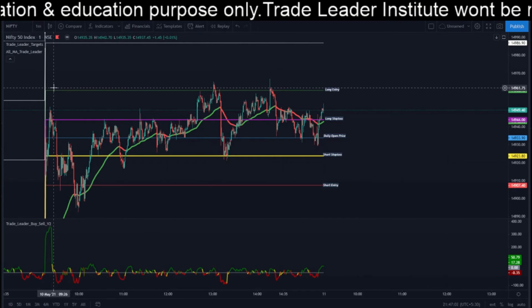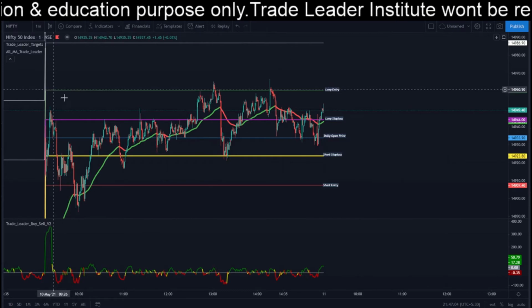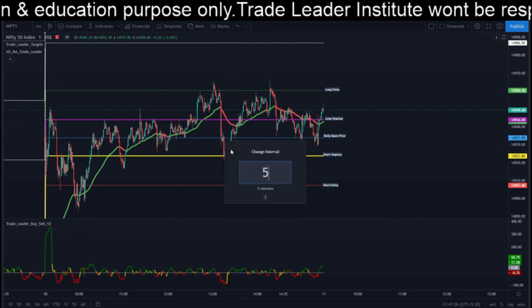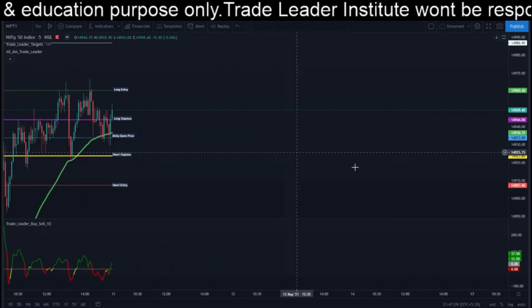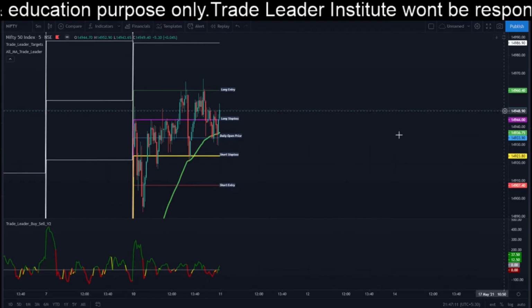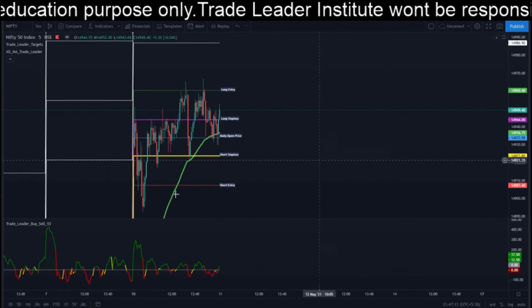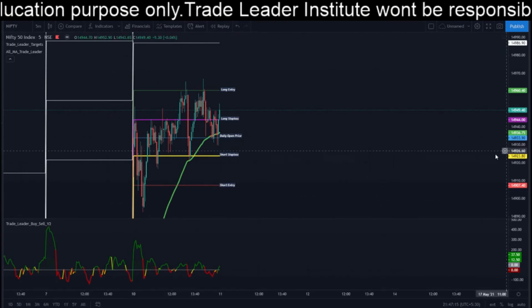But still, if you want to take the trades in this zone, what you have to do is wait till 10:30 or 11, then only you enter the trade, so that you will get some idea where the market is heading.